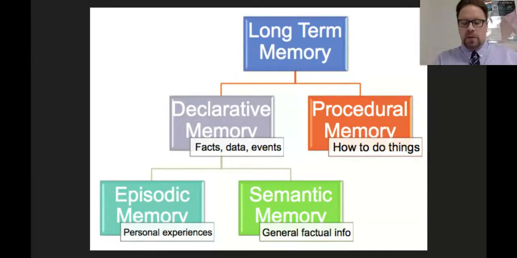Now, semantic memory is a subdivision of declarative memory that stores general information, including facts, language, and general knowledge concepts. This type of memory usually is going to retain no information about the time or the place in which the contents were acquired.